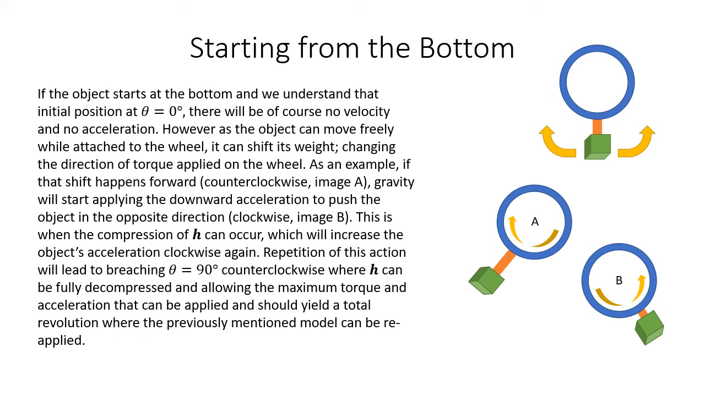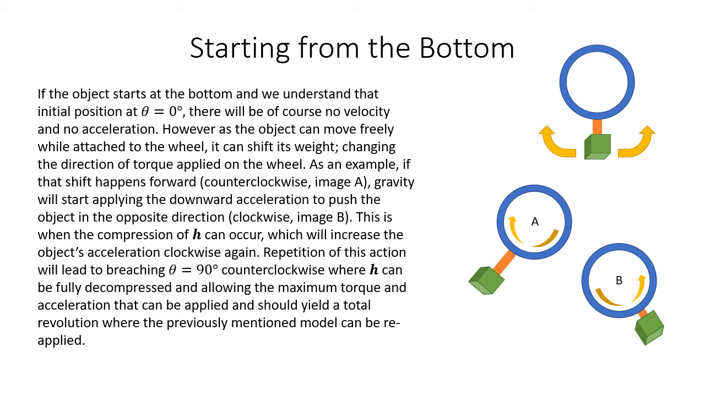Okay, so what if we start from the bottom as an initial condition? If the object starts from the bottom and we understand the initial position at theta equals 0, theta is actually equal to 270 if you go by the quadrants, but our convention is we're going to make it theta equal to 0. That's our convention. There will be, of course, no velocity and no acceleration. However, as the object can move freely while attached to the wheel, it can shift its weight, changing the direction of the torque applied on the wheel.